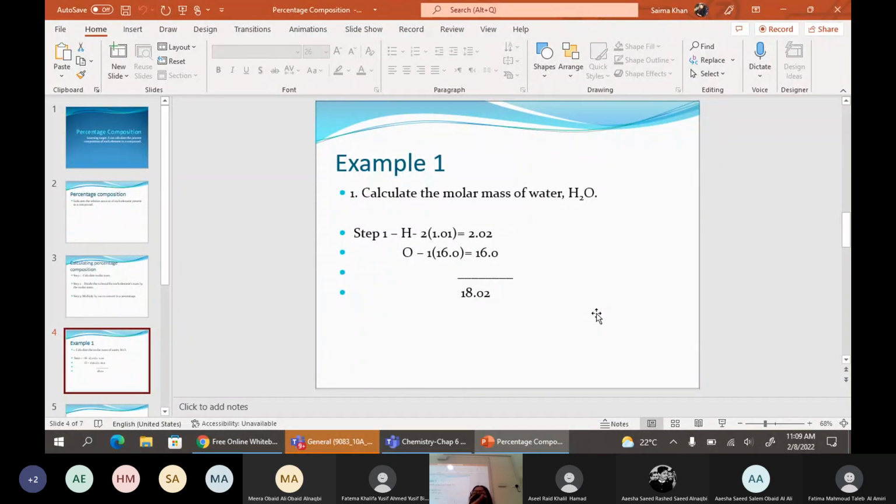This you will be putting down in the denominator. What did you put up? The mass of an element. What did you put down? The total molar mass of the compound. And then you will be multiplying by 100. Because simple, how do you calculate the percentage of your exam marks? The marks you got divided by the total marks times 100. That's how you calculate the percent. So similarly, what is the mass of an element up? Divided by the total mass down, multiply by 100.